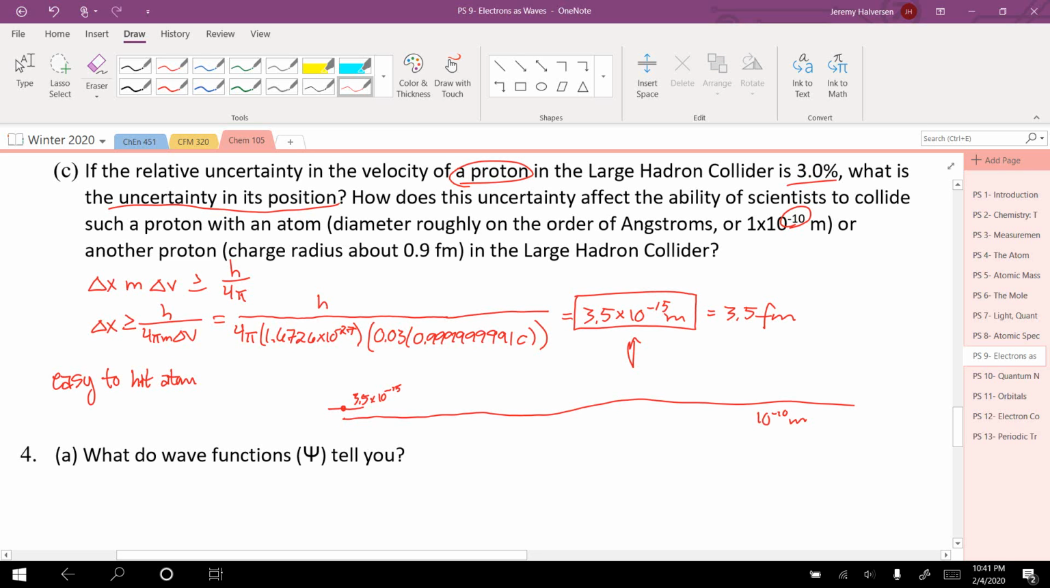But then it asks, how easy would it be to hit another proton? Its radius is 0.9 femtometers. Our uncertainty is 3.5 femtometers. So our uncertainty is almost 4 times the radius of a proton. So it's probably going to be pretty hard to hit the proton, because the proton's radius is a lot smaller than our uncertainty in the position of our proton.